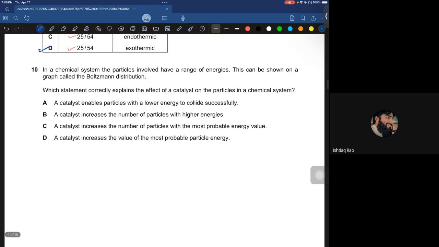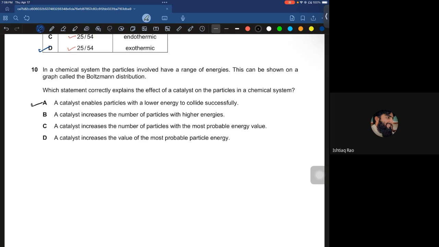In a chemical system, the particles involved have a large range of energies. This can be shown on a graph called the Boltzmann distribution curve. Which statement correctly explains the effect of a catalyst on the particles in a chemical system? Remember, statement A says a catalyst enables particles with a lower energy. Of course, I told you the definition of a catalyst: it increases the rate of reaction and lowers the activation energy without being used up, and it provides an alternative pathway. So this may be correct.